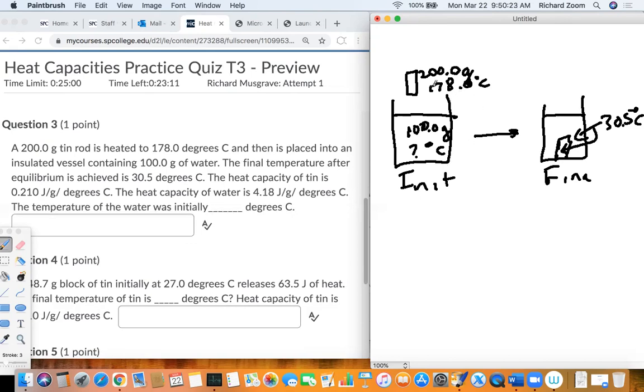Now, what we know is this. We know that the tin went down in temperature. Now, how do I know that? Well, it started out at 178.0 and then it was 30.5 degrees Celsius, so it did go down in temperature. What that means is the water must have gone up in temperature. So we know the water at the end is 30.5. The point I'm trying to make here is that the temperature of the water must have been less than that initially. I want you all to understand this right now.